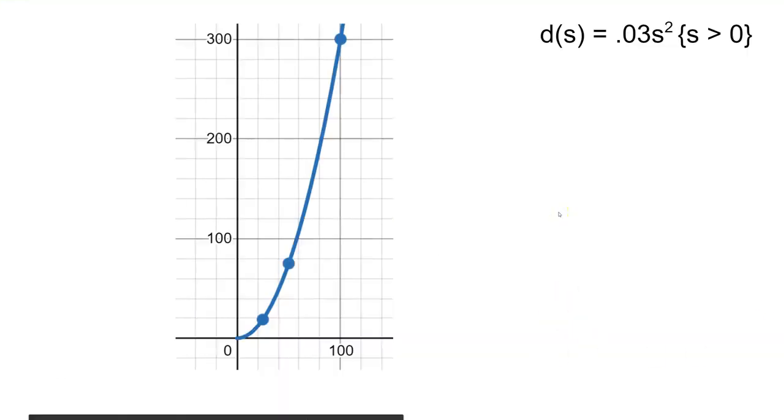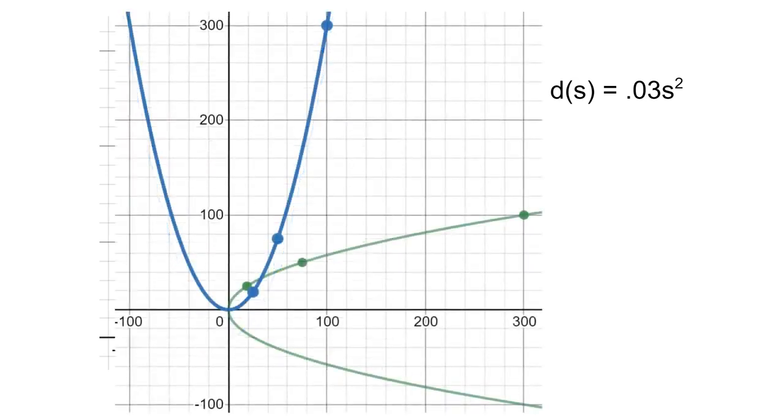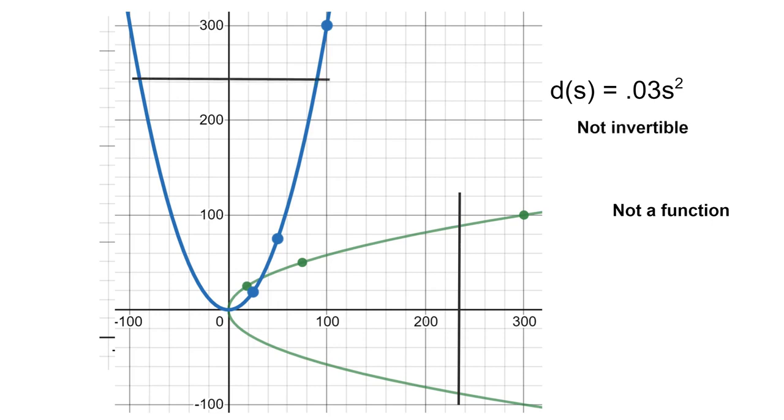Finally, the task ends with a couple problems asking us to consider this idea of restricting the domain. If I did not restrict the domain of this function, so we restricted it to only positive speeds based on the context, but if we ignored the context and considered theoretically this entire quadratic function, it would look like that. And the inverse, in this case, would now look like that. So is that inverse, that green graph, a function? We can see if we draw a vertical line, it crosses twice at several different places, therefore it's not a function. Since this inverse is not a function, that means the original function is not invertible.